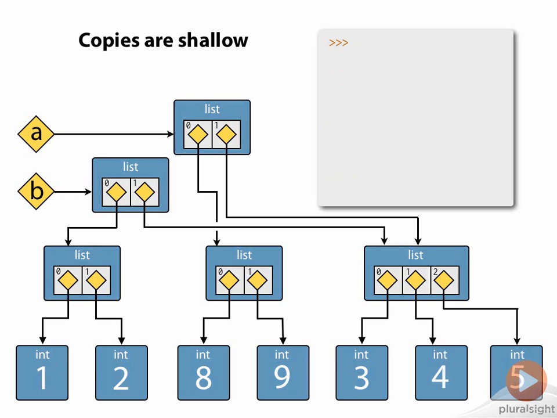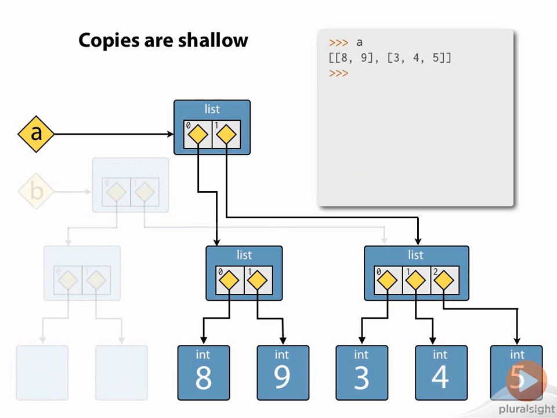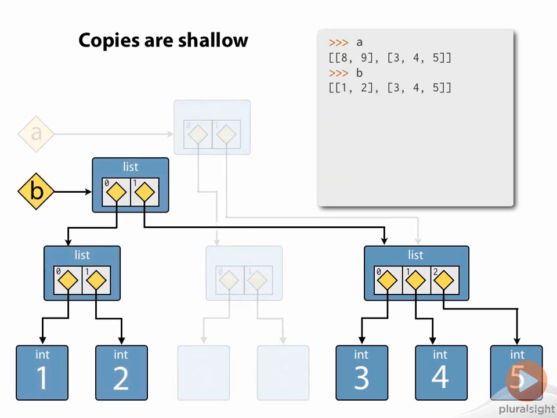Following these manipulations, the data structure referred to by A is a list containing two elements, each of which is itself a list. The first inner list contains 8 and 9, and the second inner list contains 3, 4, and 5. The data structure referred to by B is also a list containing two inner lists. The first element refers to a list containing 1 and 2, and the second element also refers to the 3, 4, 5 list.